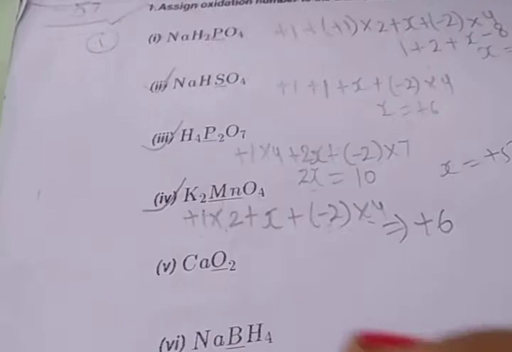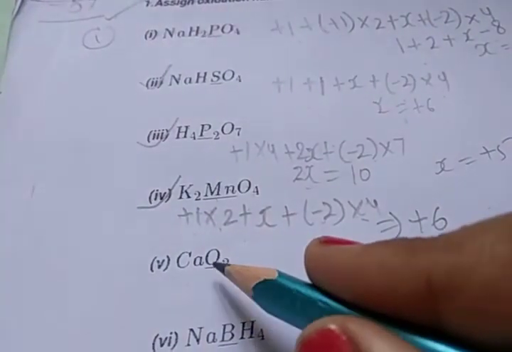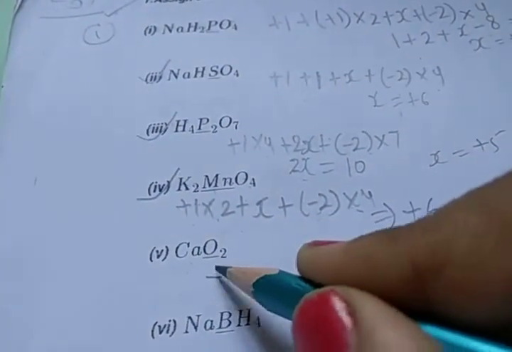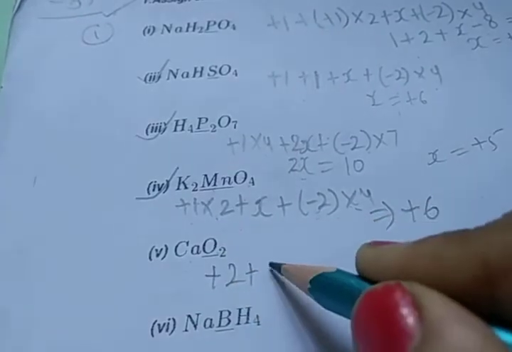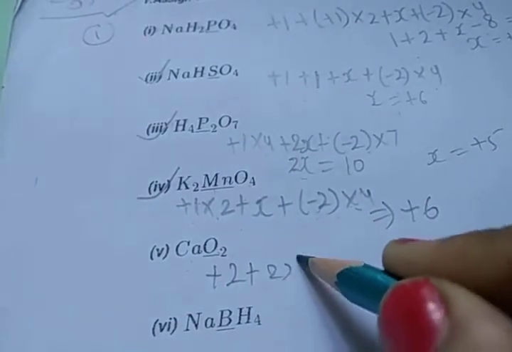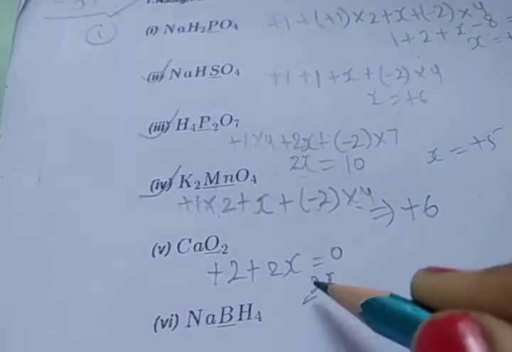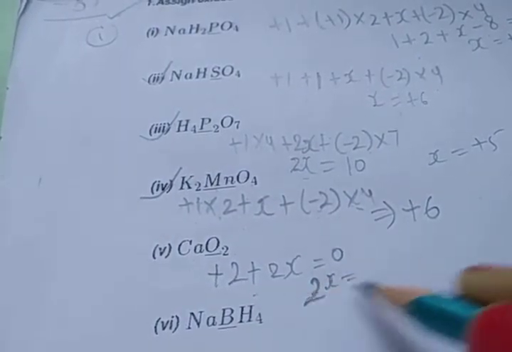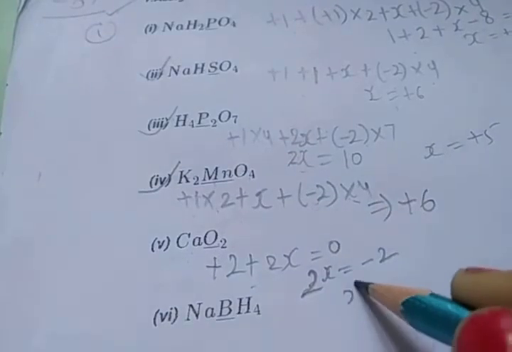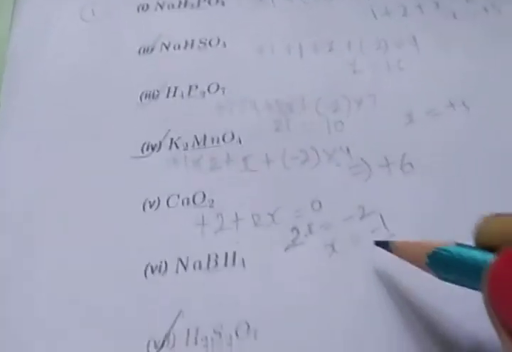Then calcium peroxide, here find the oxidation number of the oxygen. So calcium plus 2 plus oxygen we have to find, and 2 is given. So 2x is equal to 0, so 2x is equal to 2 going to the right hand side, minus 2. So x is equal to minus 1.